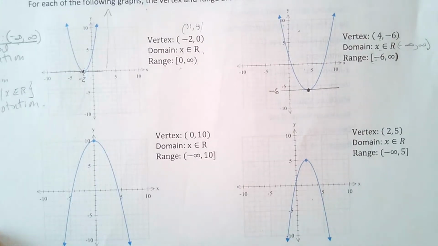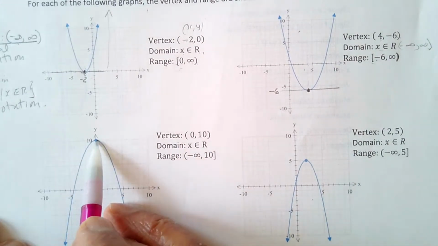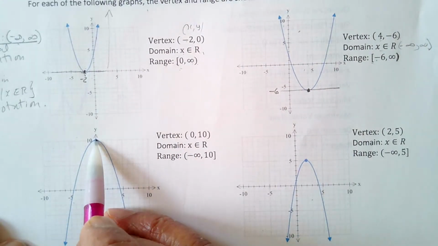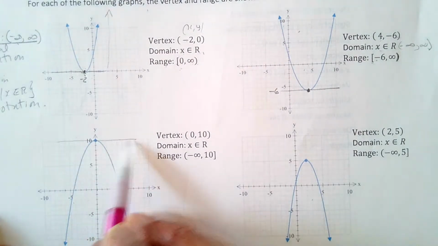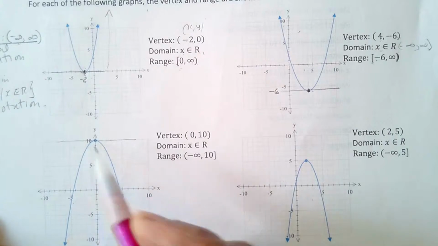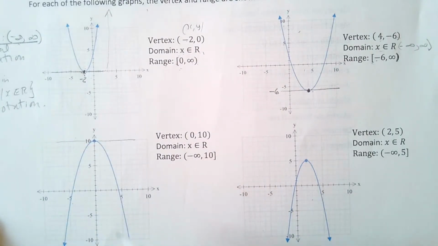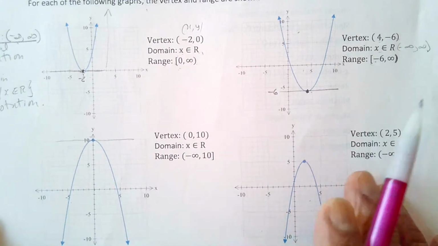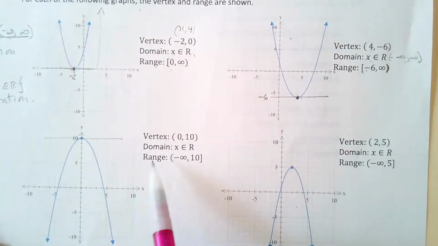So we need to know the vertex. Here, the vertex is x is 0 and y is 10. So this is your maximum point here. These two points are your minimum. So now your range is from negative infinity to 10. Notice you always start from negative to positive when you're writing range or domain.